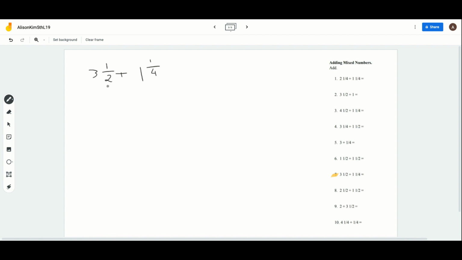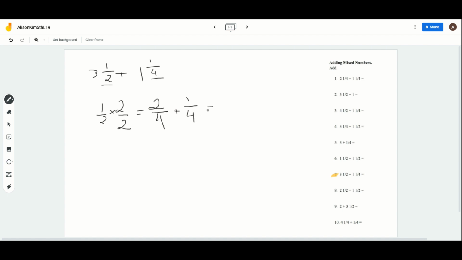We see that the denominator for this one is 2 and the denominator for this one is 4. We know that the LCM for both of these is just 4. Seeing as this one already has a 4, we just need to multiply this one, 1/2, by 2 on the top and bottom, which gives us 2 over 4. Now that we have 2 over 4, we just add it with 1/4.